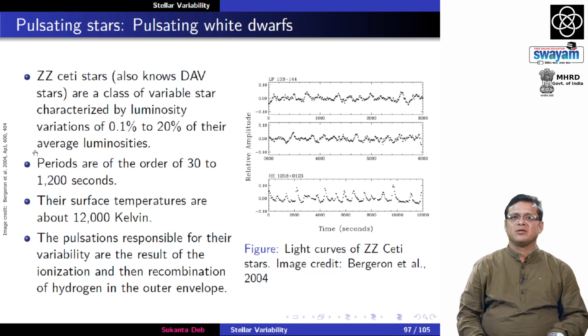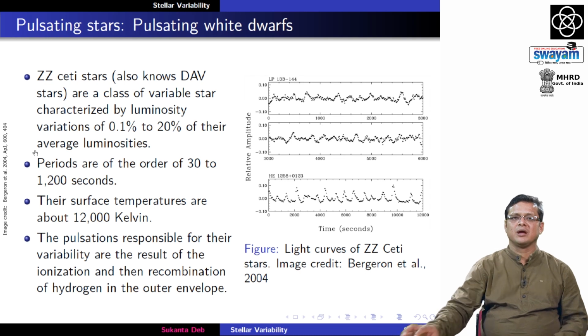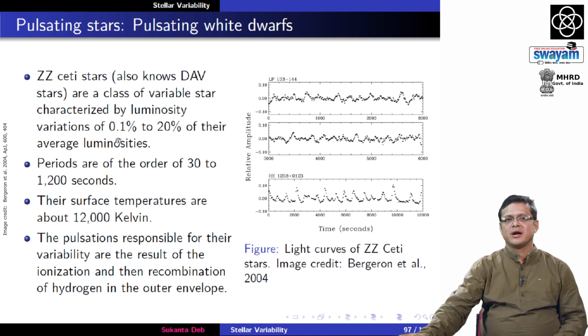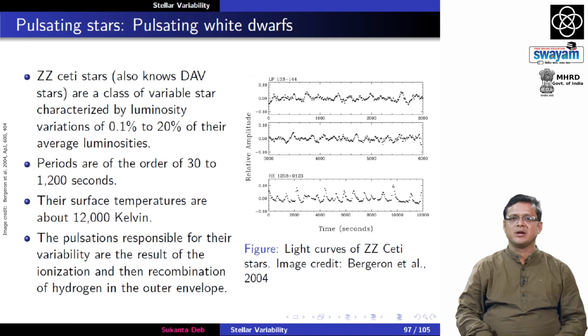ZZ stars, also known as DAV stars, are a class of variable star characterized by luminosity variations of 0.1% to 20% of their average luminosities. Periods are of the order of 30 to 1200 seconds. The pulsations responsible for their variability are the result of ionization and then recombination of hydrogen in the outer envelope.